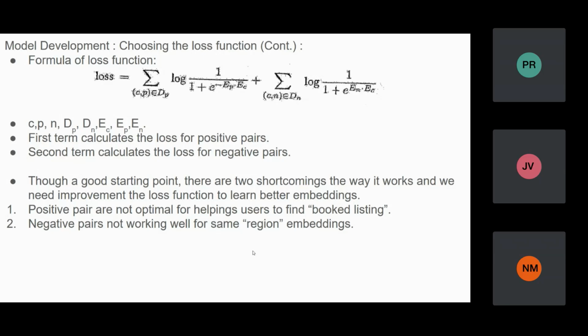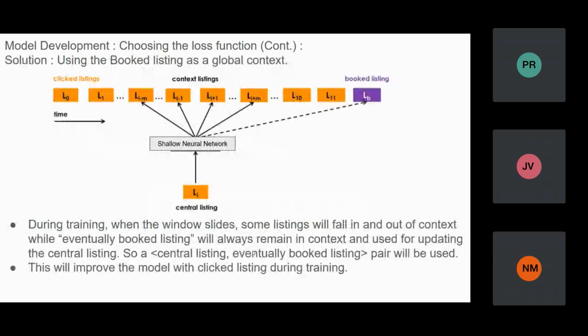So to address these two issues, we'll be using the booked listing as a global context. During training, the window slides and some listings will fall in and out of the context, while the eventually booked listing will always remain in context and be used for updating the central listing.